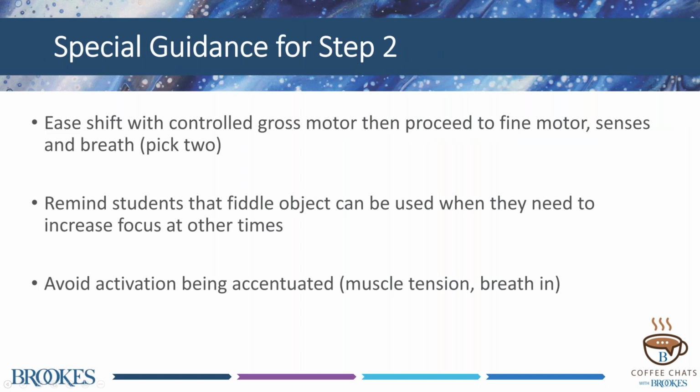So the tip for step 2 is ease that shift. You don't have to do all 4, pick 2, but do them in the order presented here. In other words, don't start with a breath and then jump back to gross motor. Go from the first one presented down to the other. You do not need to do all 4. In fact, that might make it too long. So remember that, keep it short.